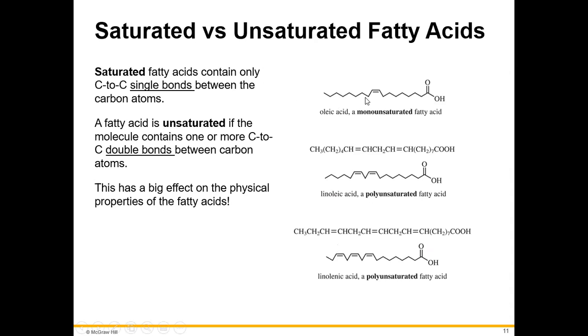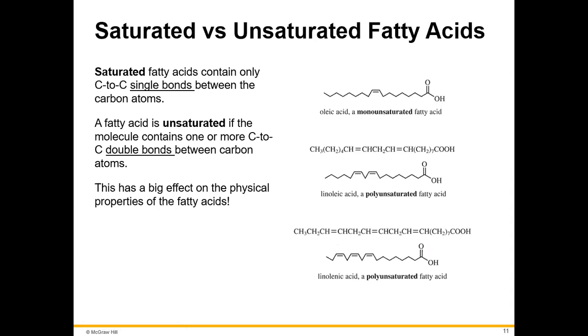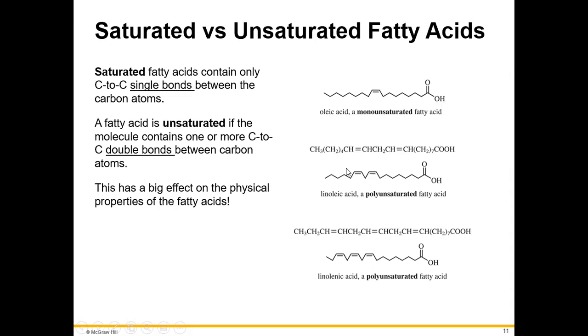So this notation here is just called line notation. It's a way organic chemistry represents molecules, so you don't have to write out all the carbons and hydrogens. And you can tell if there's a double bond in there because it makes a flat spot. If it's all single bonds, it would just look like a zigzag, saturated fat. If it's unsaturated, there would be some double bonds in there, which put these flat spots, look like a little plateau.